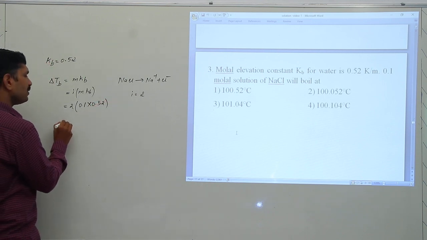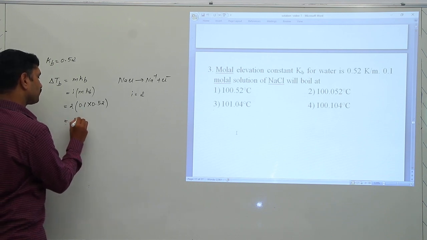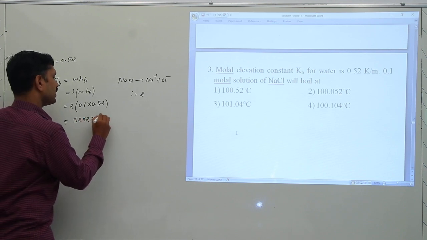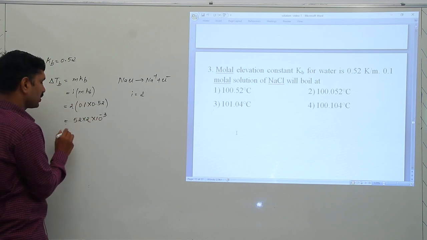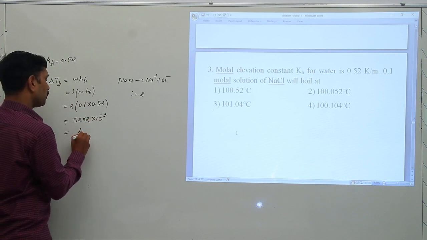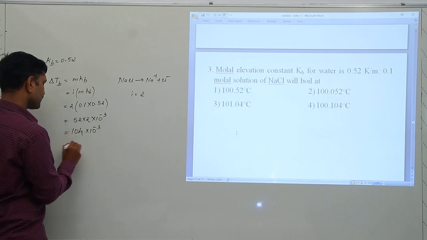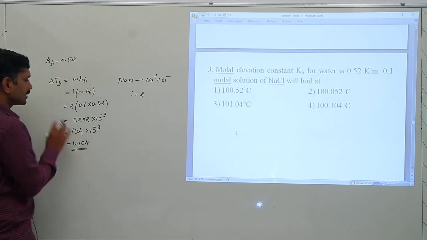So first we find delta Tb here. You can write this as 52 into 2 into 10 to the power minus 3, because 52 is 52 into 10 to the power minus 2 and the other is 10 to the power minus 3. So 2 into 52 is 104, into 10 to the power minus 3. Otherwise it can be written as 0.104. Okay, this is the delta Tb.